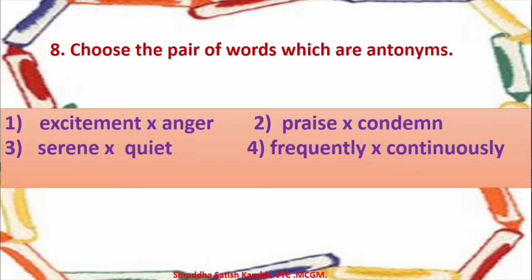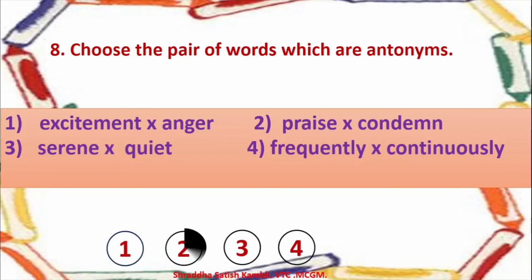Again, excitement, anger, praise, condemn, serene, quiet, frequently, continuously. Excitement, anger means something which makes you excited. Okay, it could be happy also, it could be bad also, but excitement and anger, yes, it looks like they have the same kind of meaning. What about the others? Study them. So which are the antonyms? Praise and condemn are the antonyms. You praise someone means you talk good about a person, and when you condemn someone means you criticize that person.